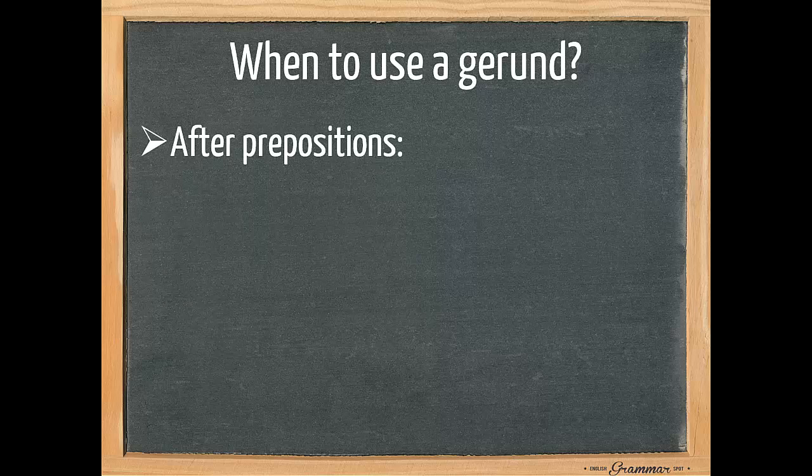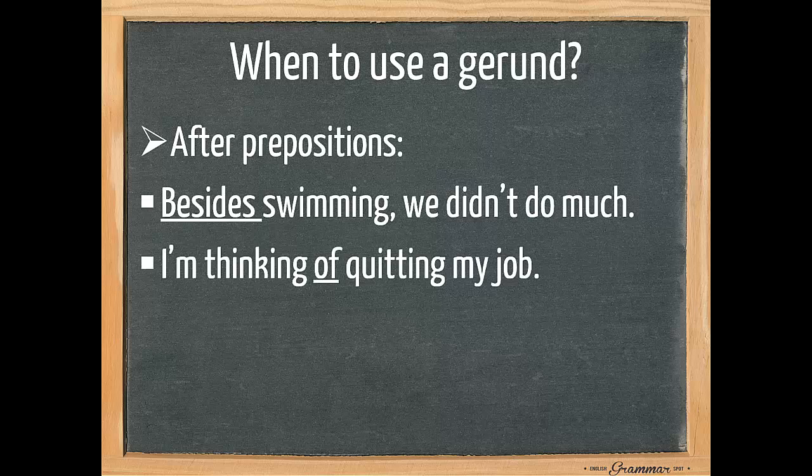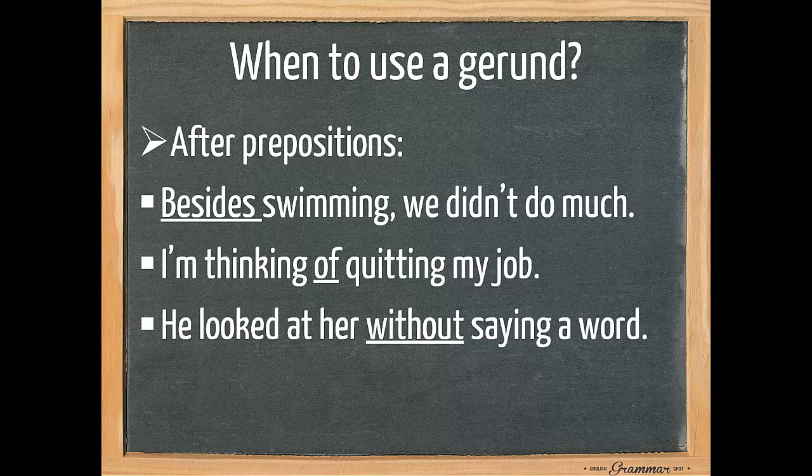We also use the gerund after prepositions. Besides swimming, we didn't do much, so besides here is a preposition. Or, I'm thinking of quitting my job. Again, of is a preposition, so it is followed by a gerund. He looked at her without saying a word, and again, without is a preposition.